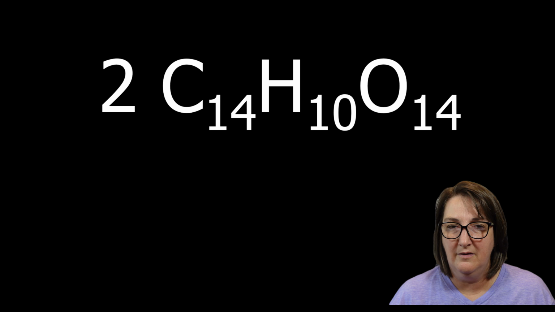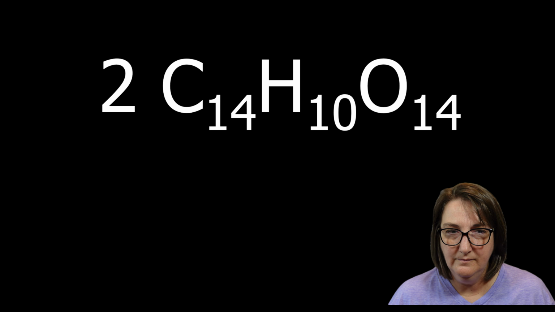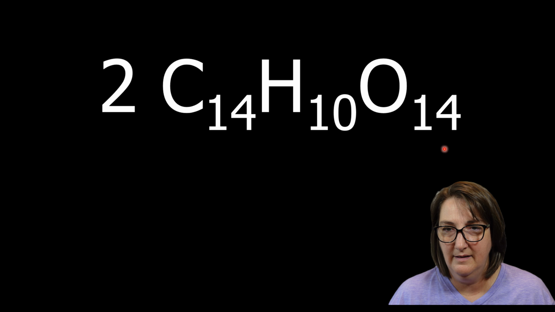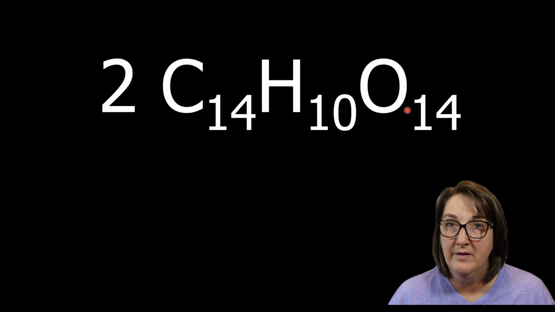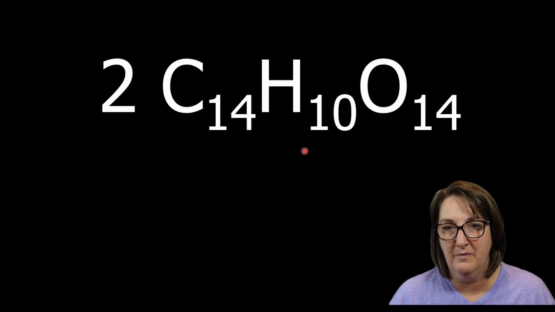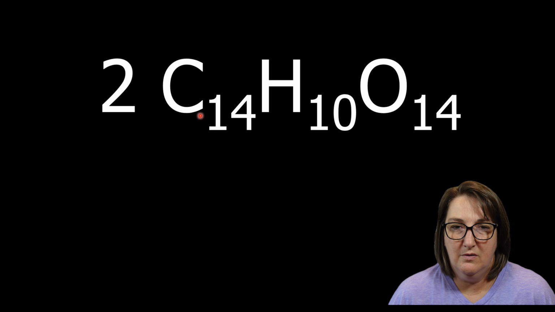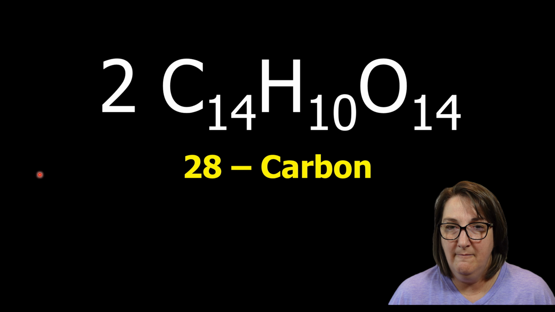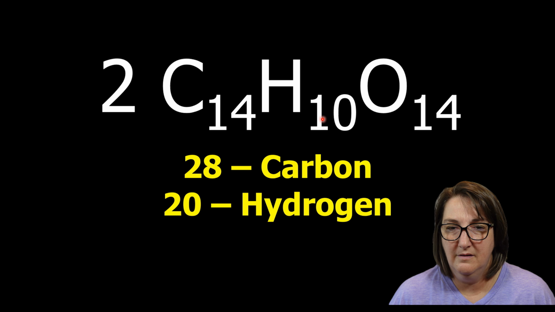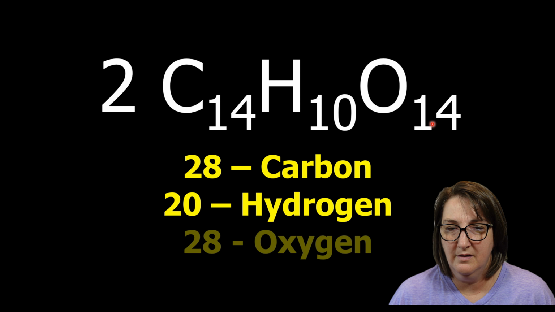Okay, I'll give you a second to do this one. This one here, all I have are carbons, with subscripts. I have 14, I have 10, I have 14. And you just multiply everything by 2. You guys see these big numbers and kind of panic for a second, but all you're doing is multiplying. So 2 times 14, or 14 plus 14, is going to be 28. Hydrogens is 20. Oxygens, 28.